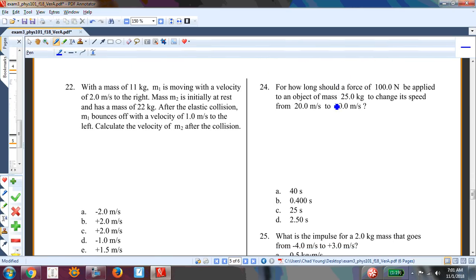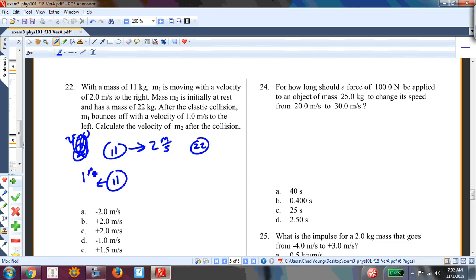With a mass of 11 kilograms, M1 is moving with 2 meters per second to the right. Mass M2 is initially at rest. It's 22 kilograms. V equals 0. They bounce off, and M1, the 11 kilogram, travels at, oh, I guess I had this wrong. Let's see, so this goes over here. It travels with 1 meter per second, and I want to know the 22, what's its velocity? Presumably it's going to be going in this direction.